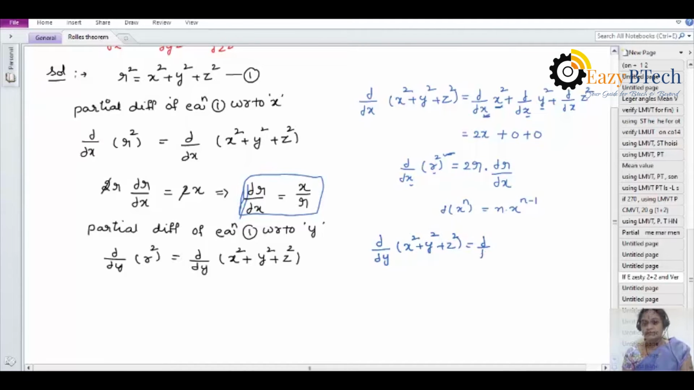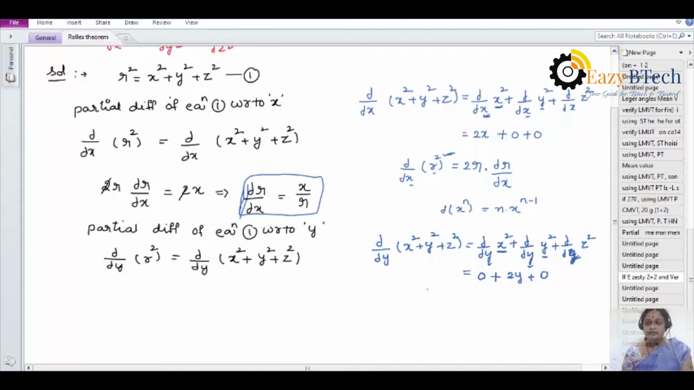So individual multiplication: ∂/∂y of x², ∂/∂y of y², ∂/∂y of z². Okay students, listen carefully. With respect to y, there is no y in x², so the partial derivative is 0. For y², y is there, so the differentiation exists. And with respect to y for z², there is no y, so the answer is 0.